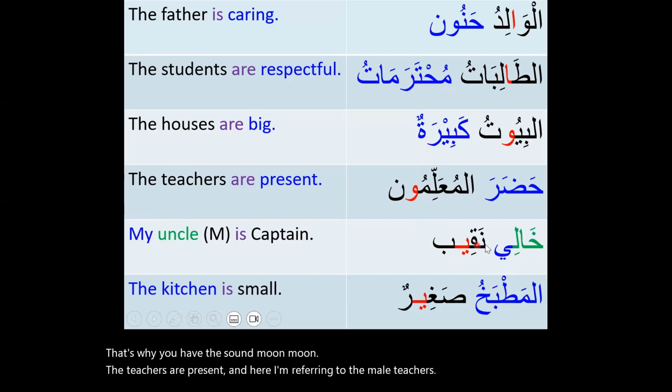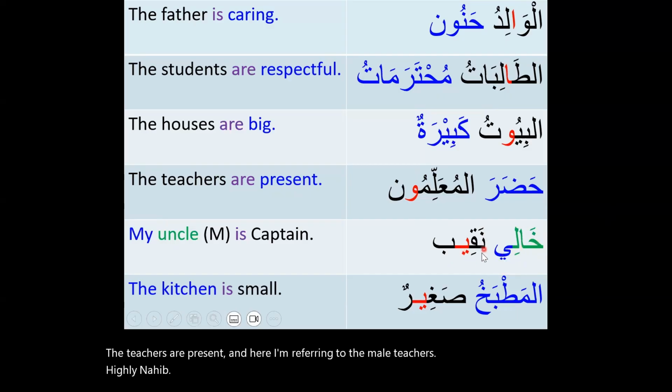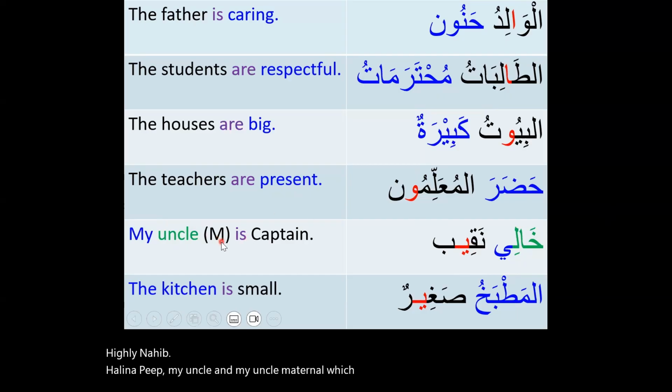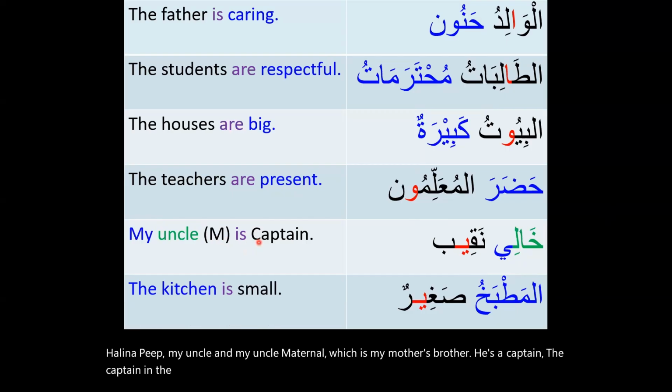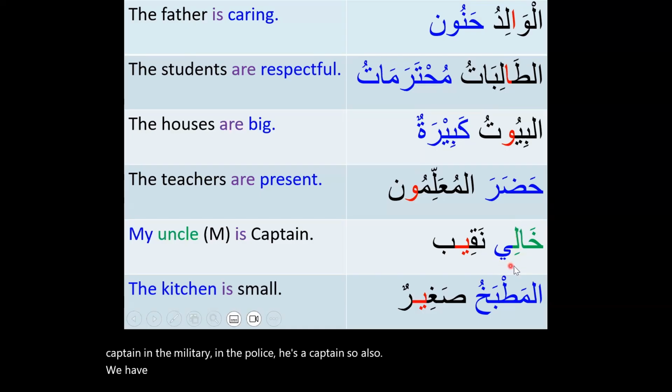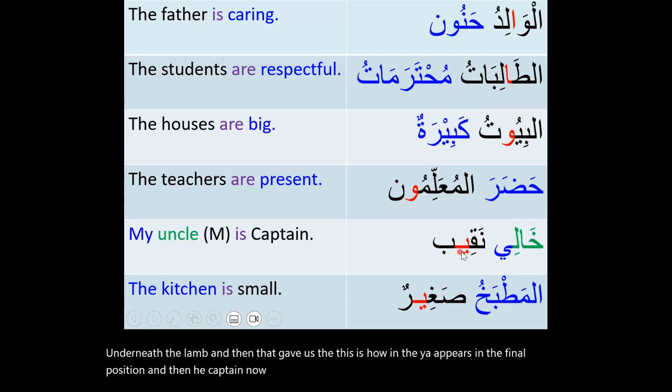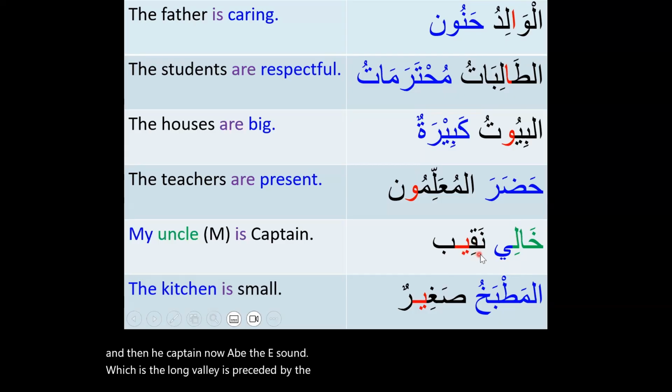خالي نقيب. خالي نقيب. My uncle, and my uncle maternal, which is my mother's brother, is a captain. The captain in the military, in the police, he's a captain. So also is he khali. So we have kasra underneath the lam, and then that gave us the ya. This is how the ya appears in the final position. And then naqib, captain. Naqib. The e sound, which is the long vowel ya, is preceded by the letter qaf, and qaf with the kasra.